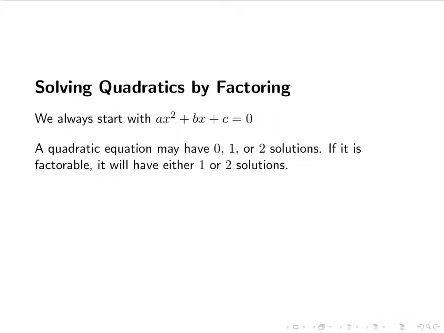A quadratic equation in general may have 0, 1, or 2 solutions. If it's factorable, and in this section it will be, it will have either 1 or 2 solutions. It won't have 0, it won't have 3, it won't have 4. 1 or 2.